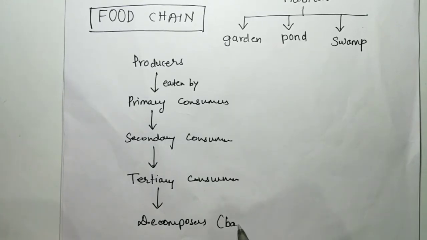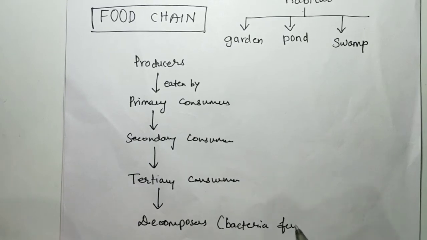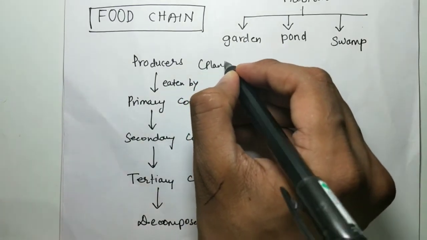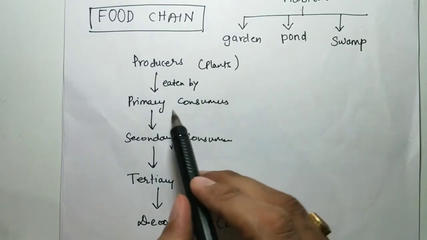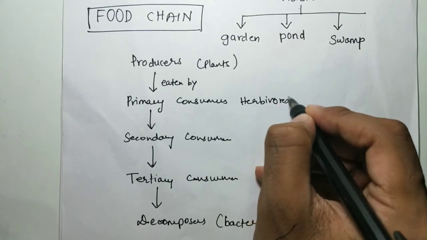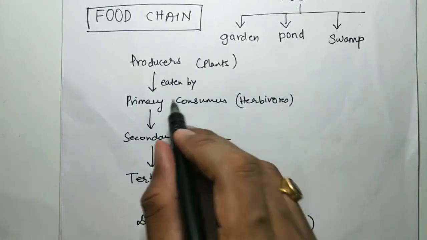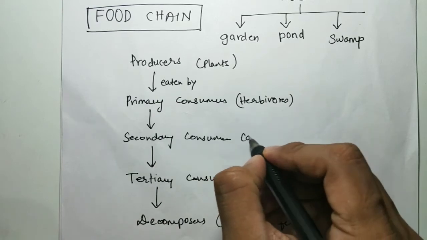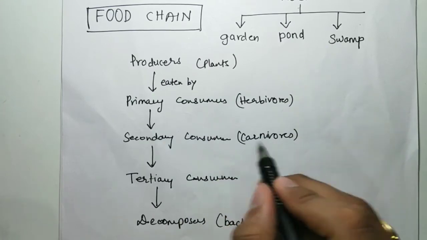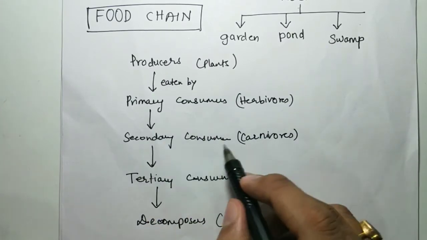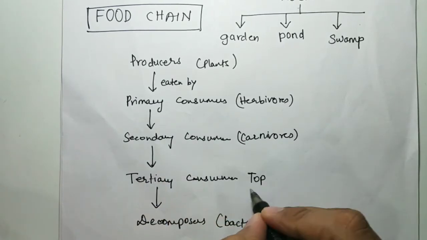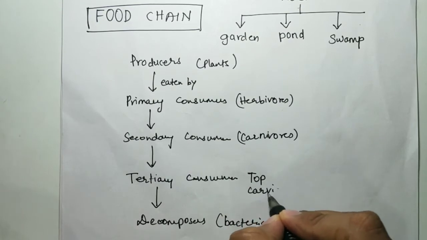And what are the decomposers? It is the bacteria and the fungi. These are the decomposers. Producers are nothing but the plants. Now the consumers which eat plants are called herbivores. Consumers which eat other consumers are called carnivores. These carnivores are present on both levels, secondary and tertiary consumers, but the ones at the top are called top carnivores, meaning they are very dangerous.